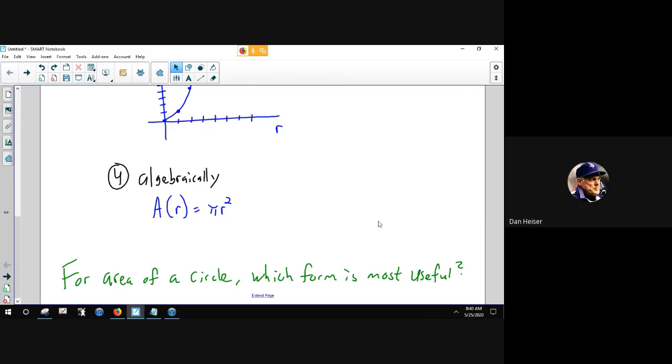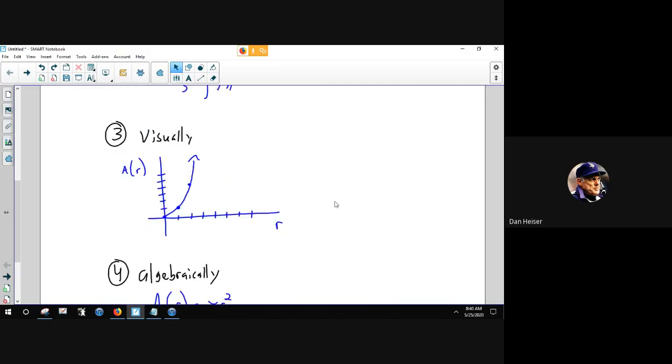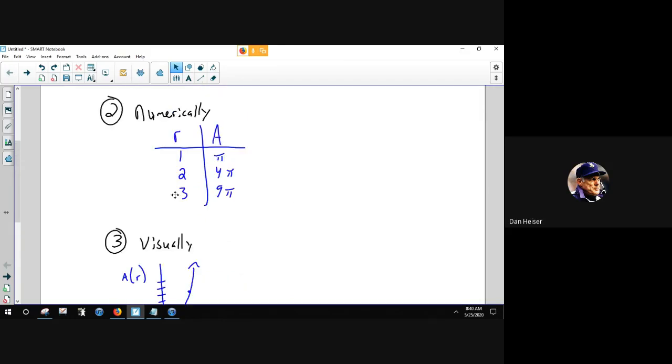at various times. The question we have to constantly ask ourselves is, for a particular function, which form is the most useful? It's not always going to be this, because some functions don't have nice, pretty formulas. Some functions, we get a better sense of them just by looking at the graph. Others, we'll get a better sense of looking at a table of values.